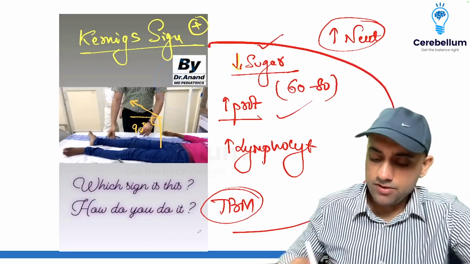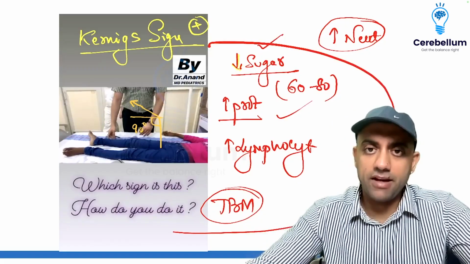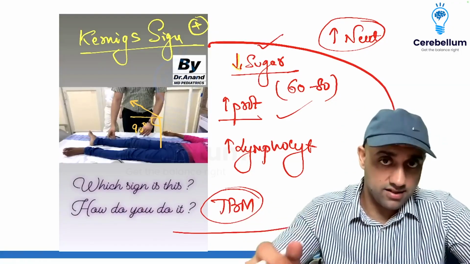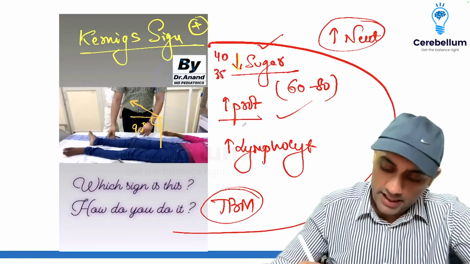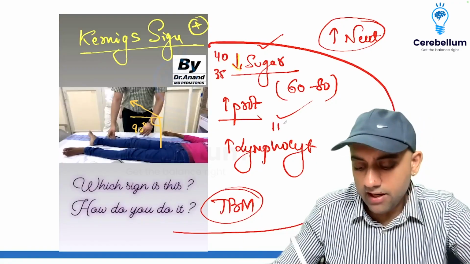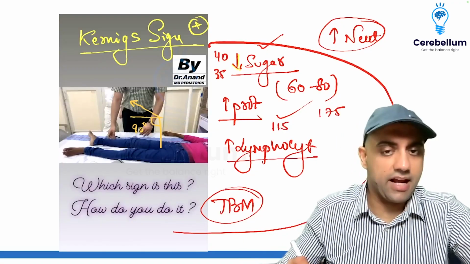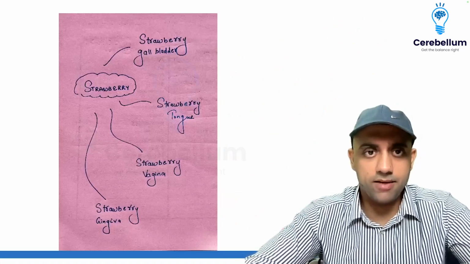So this is another MCQ which you have covered. They'll tell you one patient had come, he was having meningitis, lumbar puncture was done, CSF was taken, and the report was this. They'll give you CSF sugar of 40 or 35. They'll give you a protein of 115 or 175, and will tell you they'll have 90%, 80% lymphocytes. So it's a case of TBM.